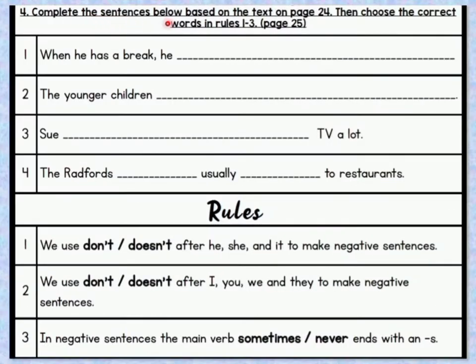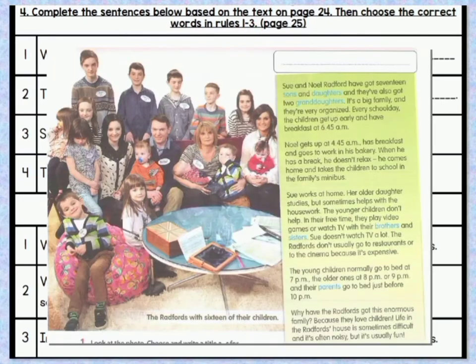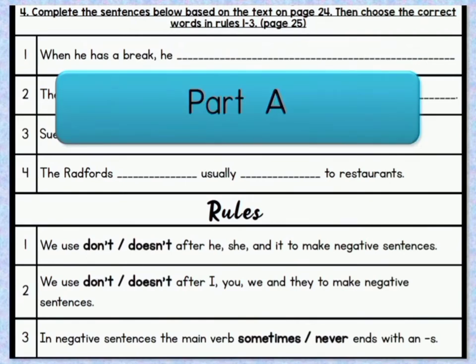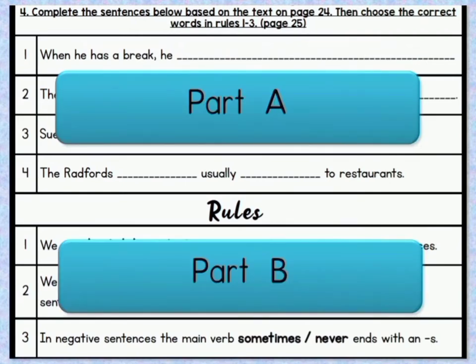Complete the sentences below based on the text on page 24. Then choose the correct words in rules 1 to 3. Alright, this is the text from page 24. We have learned this text last week on Monday. For this activity, we are going to do part A first and then part B.